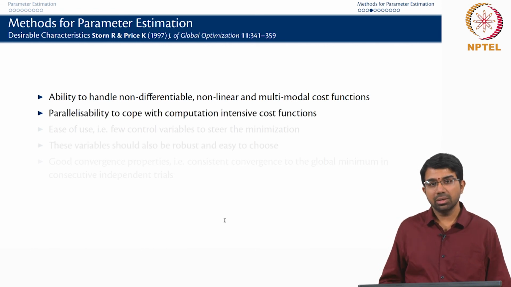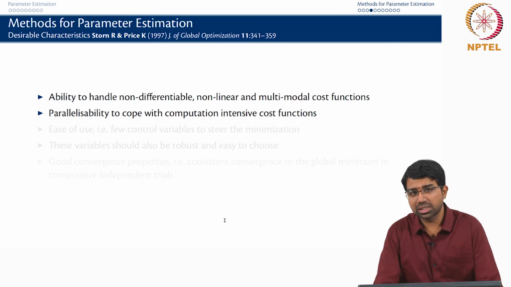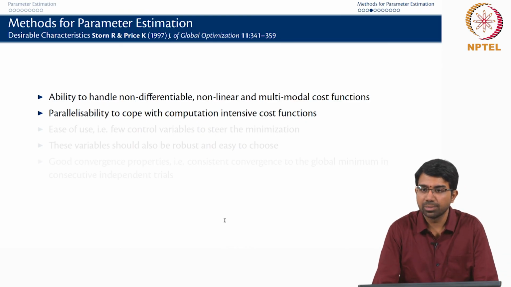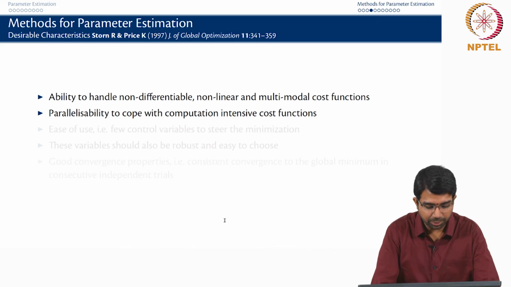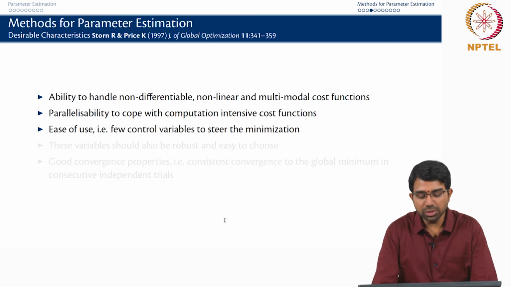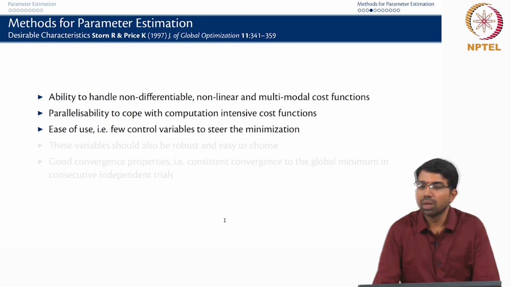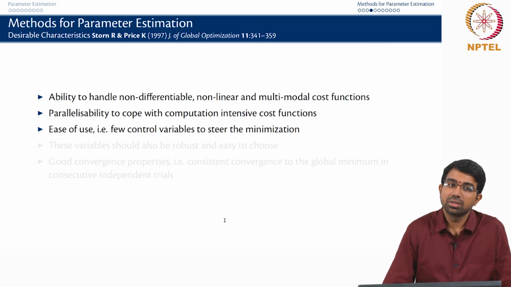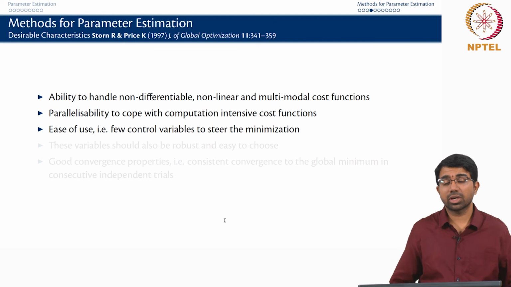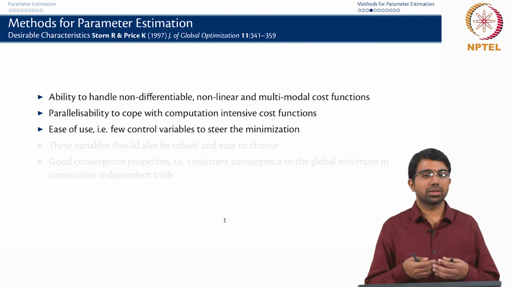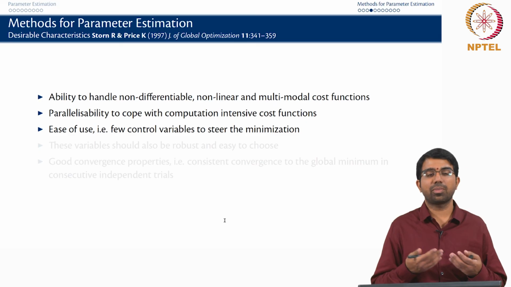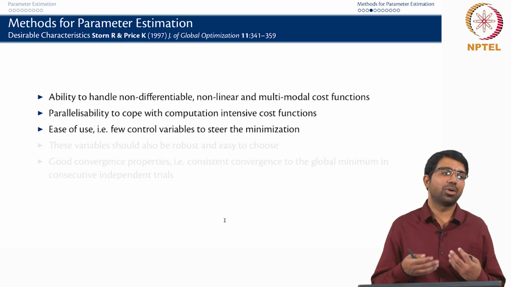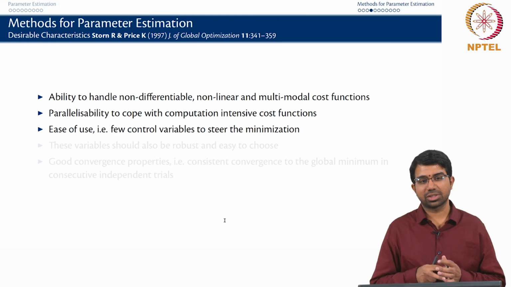It should be parallelizable, because you are going to be estimating the cost function many times. So, you want the algorithm to be parallelizable in some way. Ease of use, meaning you need few control variables to steer the minimization. These are what one would call hyperparameters. They are parameters of your estimation algorithm. For example, in a hill climbing algorithm, your parameter will be how many random searches I should do, or how many initial places from which I should start, right.